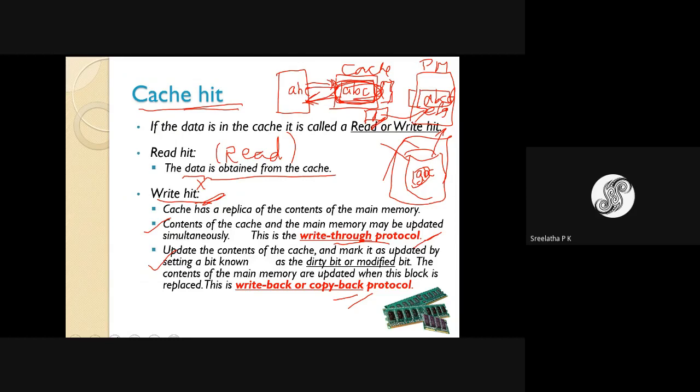If modify bit is set to 1, then finally when the block is not required, when it has to be deleted or removed from the cache, if modify bit is set to 1, then this block is updated to primary memory. If modify bit is not set, then there is no need to update the primary memory. Okay, fine. That is cache hit.